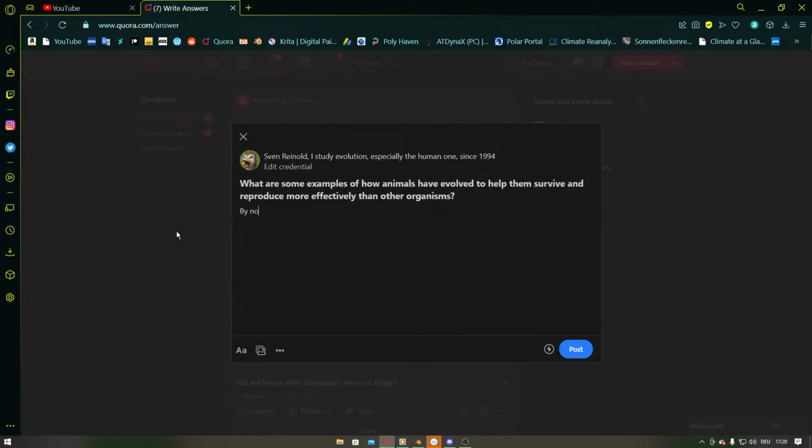By not killing their hosts, like COVID. That's what the Omicron variant does. It doesn't kill the hosts, in contrast to what the Delta variant did, which guaranteed its own survival.